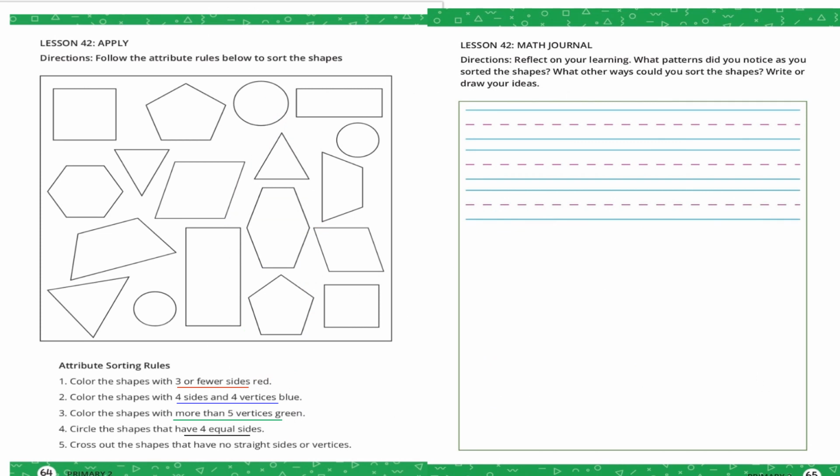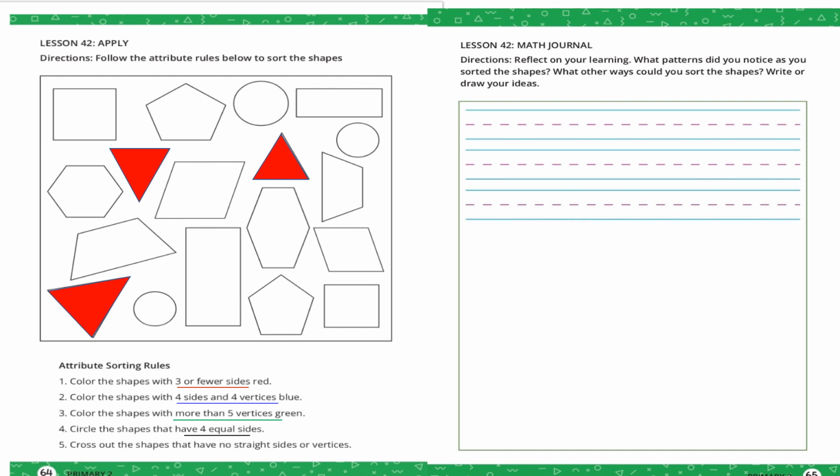Now, follow the attribute rules to sort the shapes. Number 1, color the shapes with 3 or fewer sides in red. Do we have any shapes with fewer than 3 sides? No. The least number of sides is 3. And the shape with 3 sides is called what? Triangle. Yes, great. So we will color all triangles in red.